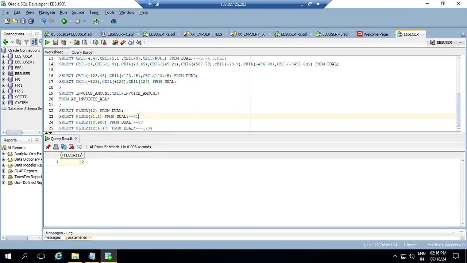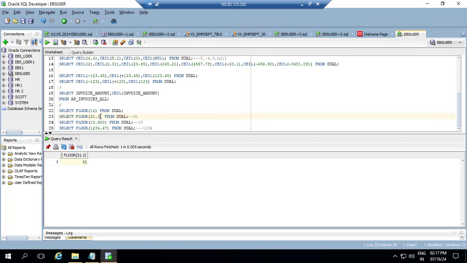Where we mentioned the value, we should get the output 31 over here. So what happens in this case? Again, it is related to the decimal places. Previously, in our SQL function, when we had a negative value, we got the same negative value. But in the floor, what happens? Whenever it is 31.1, it shows as 31 only.